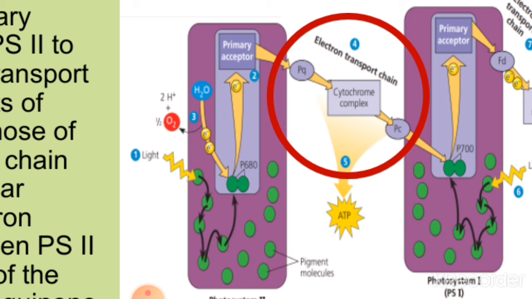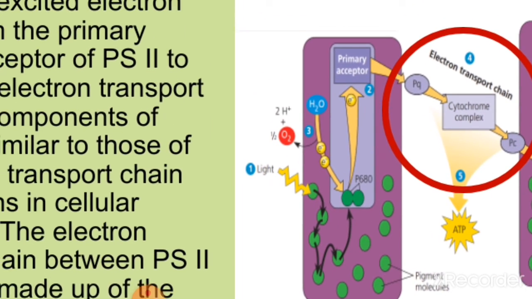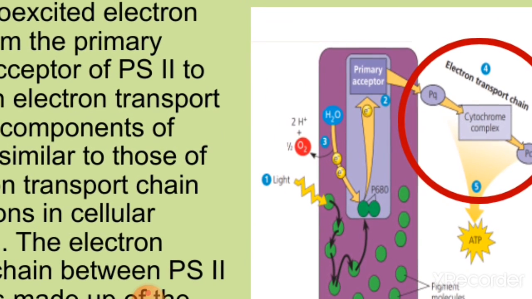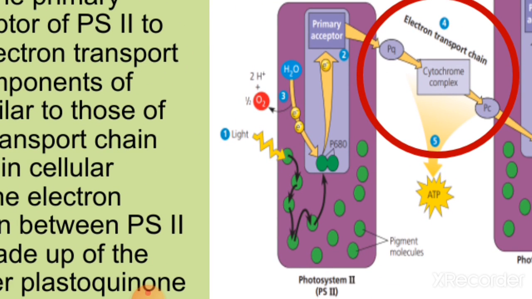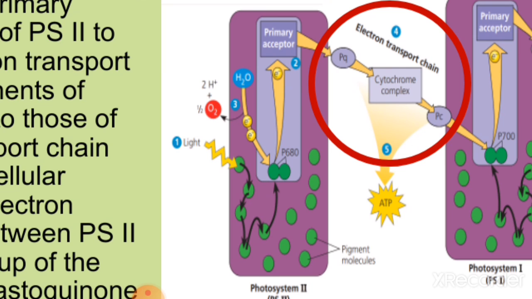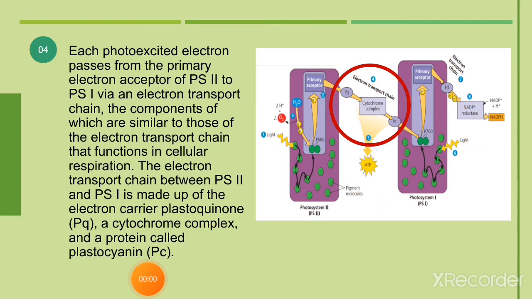Before it goes to photosystem 1, it will first pass through the plastoquinone and cytochrome complex, wherein in the cytochrome complex it releases the hydrogen ions for the production of ATP, and then it will pass the plastocyanin and enter photosystem 1. That is the process inside photosystem 2.